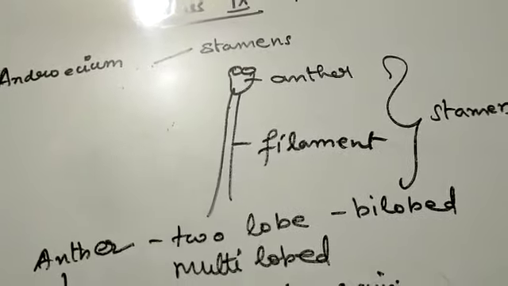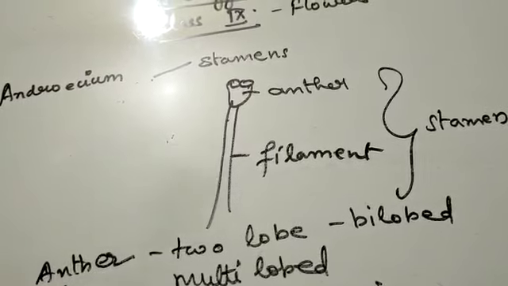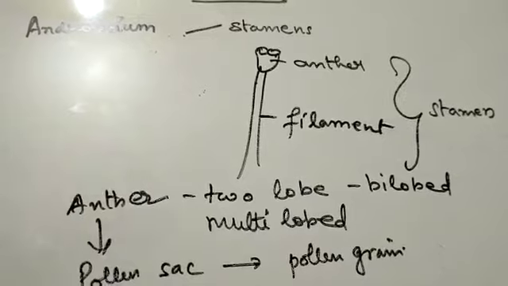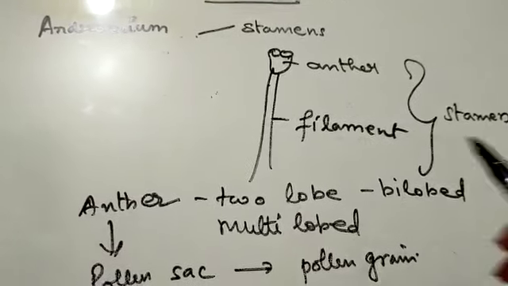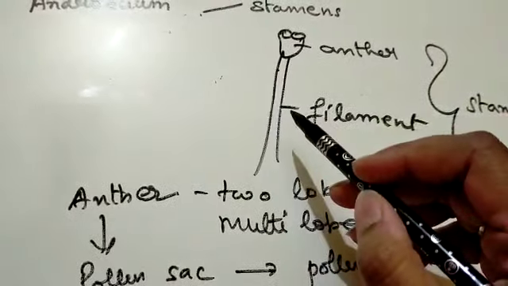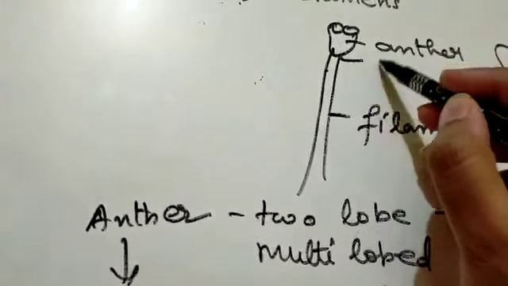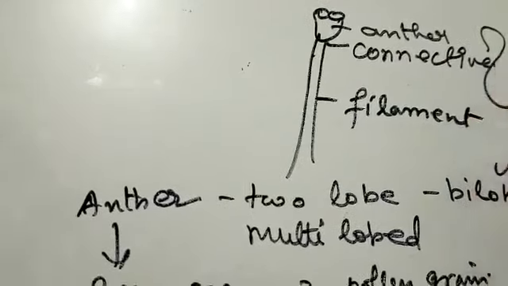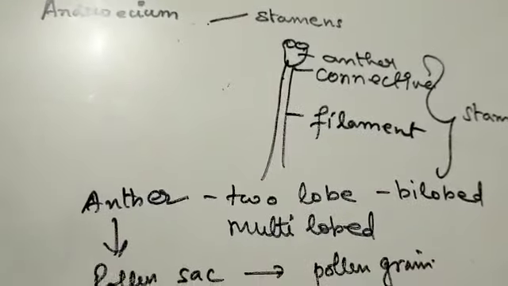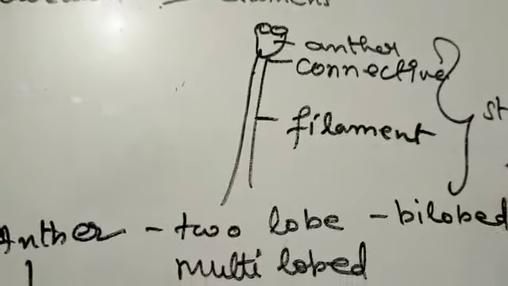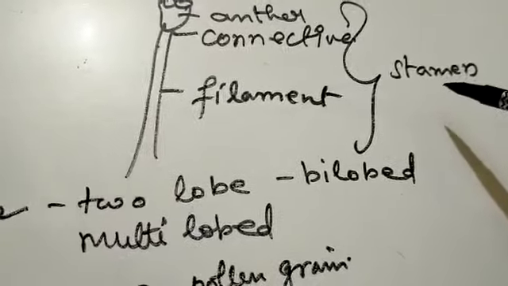The anther is actually the basic part of the male reproductive system. The anther is actually the main part. The anther and the filament are connected together with the help of a part called the connective, which is actually not visible, but it is a binding material for the anther and the filament. Together this anther and the filament is called the stamen.